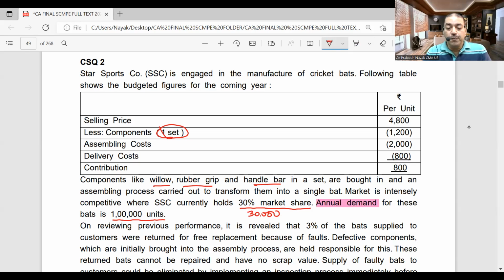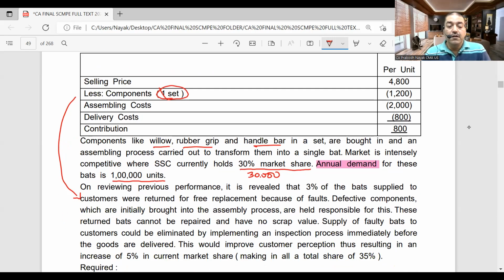On reviewing the previous performance, it is revealed that 3% of the bats supplied to the customers were returned for free replacement because of faults. Defective components which were initially brought into the assembly process are held responsible for this. These returned bats cannot be repaired and have no scrap value.